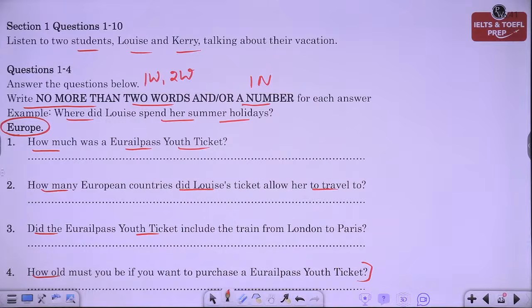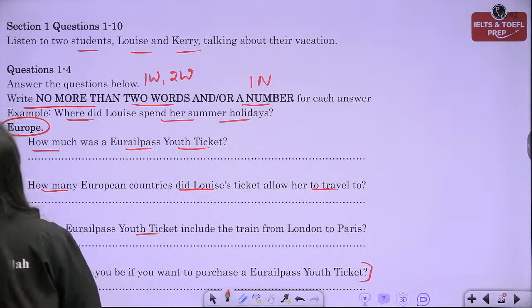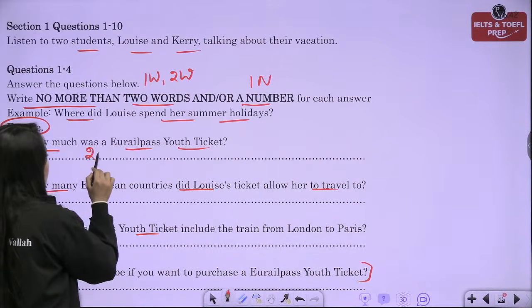Yes, right here in the chat box. Exactly. 203 euros. So you will just write like that.